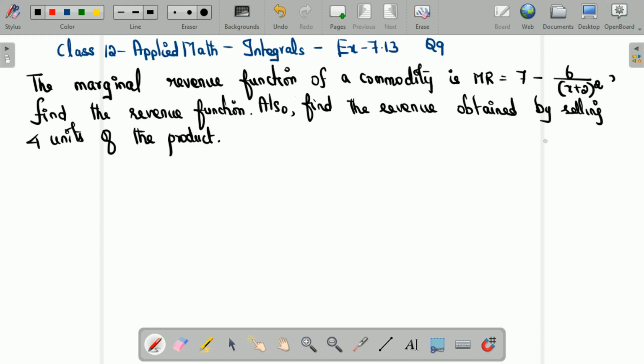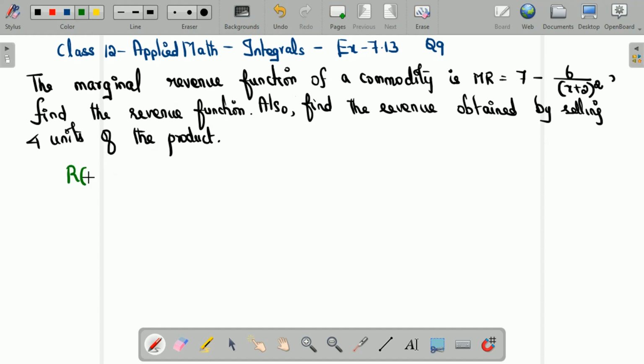In this video, let's find the solution for the ninth question in exercise 7.13. The marginal revenue function of a commodity is MR = 7 - 6/(x + 2)². Find the revenue function. Also find the revenue obtained by selling 4 units of the product.